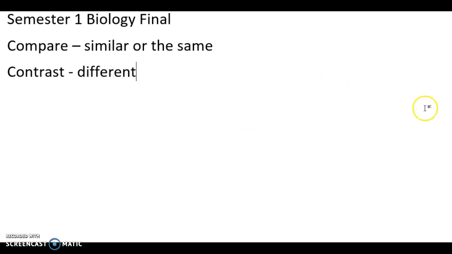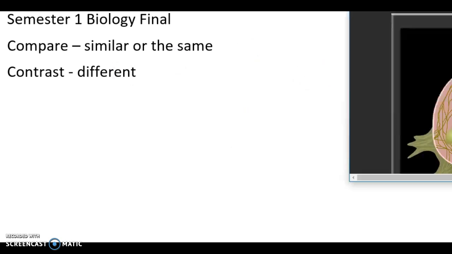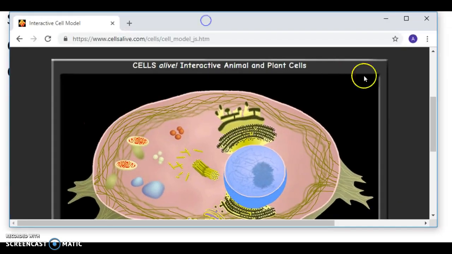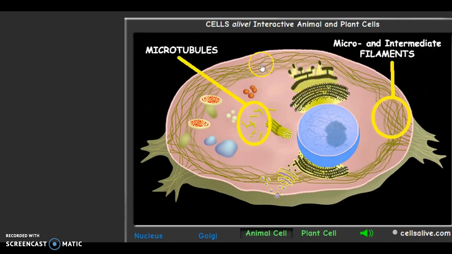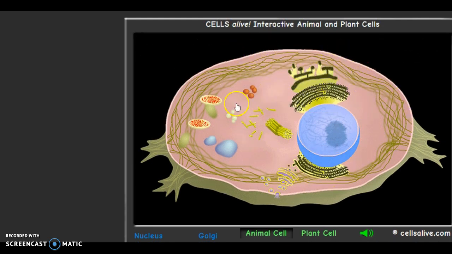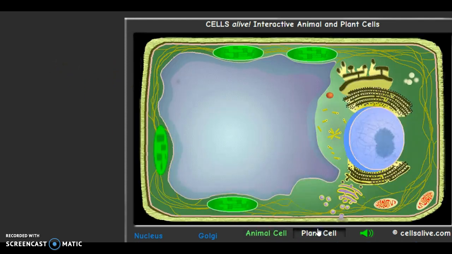Some things that you're going to need to know: you're going to actually have to use your computer, and you're going to need to go to the Cells Alive website, and you need to be able to compare and contrast the animal cell and the plant cell. I would be familiar with shapes and sizes and what each one of them has. That will help you out a lot. I would highly suggest that you go beforehand and practice this beforehand.